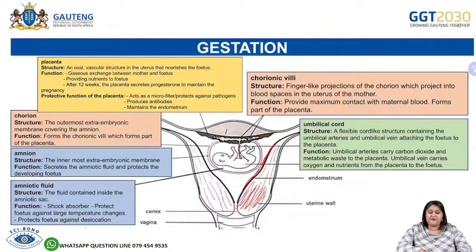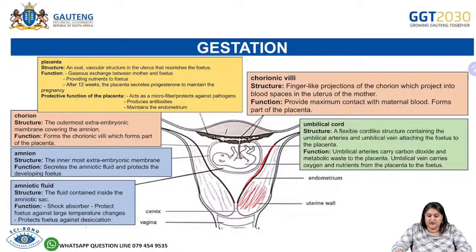Okay? Then we have the chorion. Remember I told you it is the outer extraembryonic membrane. It forms the chorionic villi, which form part of the placenta. What is the function of the chorionic villi? It's to provide maximum contact with maternal blood and forms part of the placenta. Okay, so remember I told you it embeds into the endometrium, so it's surrounded by the blood and the blood vessels and everything of the mother.